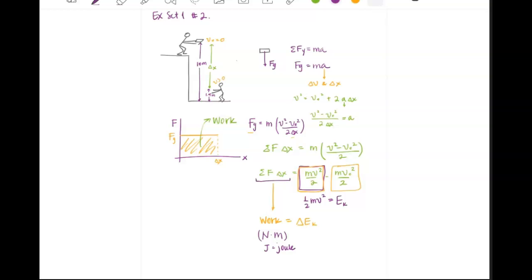So as this book falls, we know that it's going to go from not moving to moving. So it's going to experience a change in this kinetic energy. So where does it get that energy from? What is doing the work to change the energy of the book? Well, that would be the gravitational force. The gravitational force is doing the work there, okay?